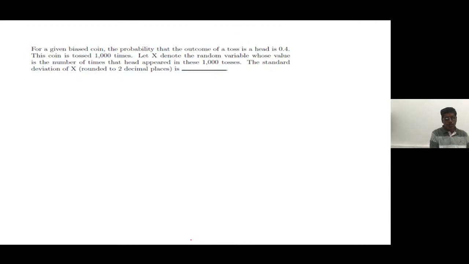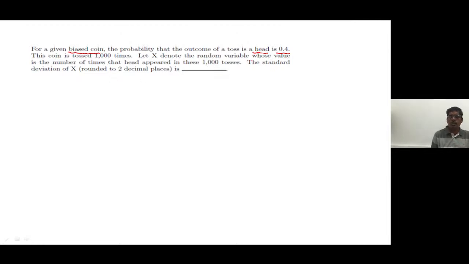So this is also a computer science stream question, related to the probability and statistics topic. The question is, for a given biased coin, please underline biased coin, the probability that the outcome of a toss is a head is 0.4. That is P of h is equal to 0.4. Automatically the other outcome is tail. In any coin there are two outcomes generally, head and tail. Already given the probability of getting head is 0.4, so automatically the probability of getting tail is 1 minus 0.4, which is 0.6.